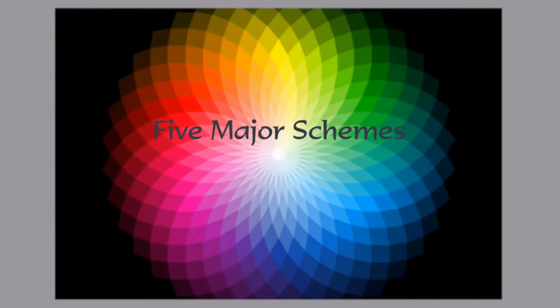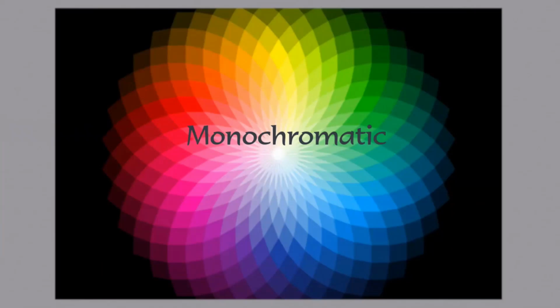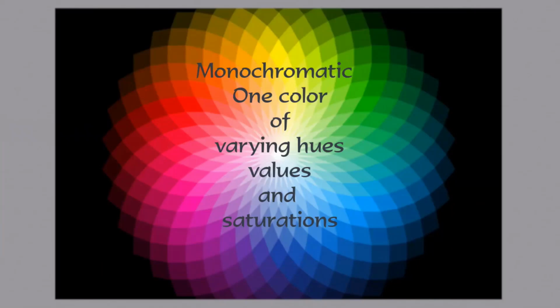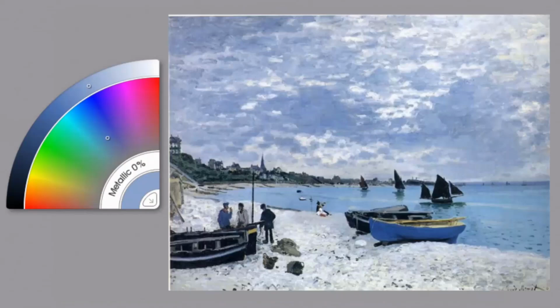The first is the monochromatic scheme. Monochromatic means a single color in its hue variations, in its value variations, and in its saturation variations. One of many examples I could show you is this painting by Claude Monet. You can see here that he's got variations of blue. Most of the painting, though, 98% of the painting, is made up of blue.